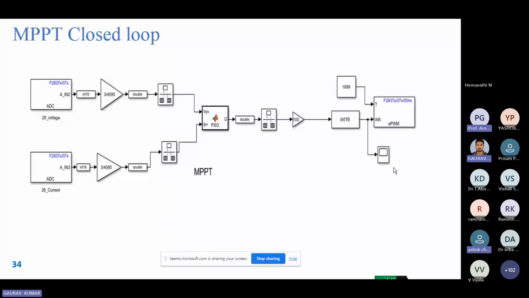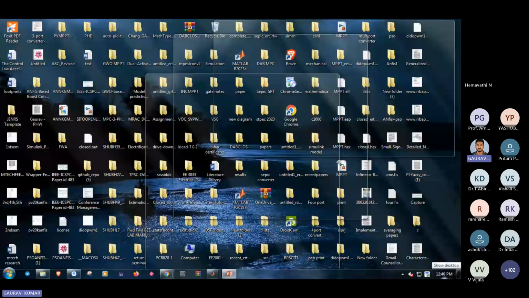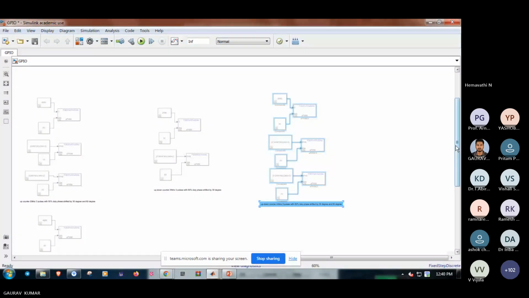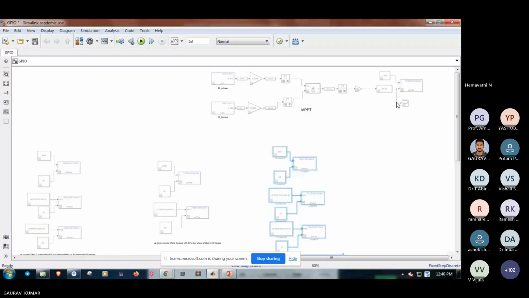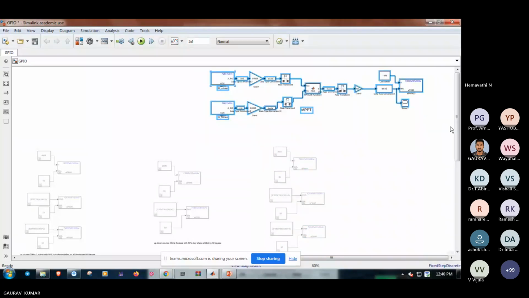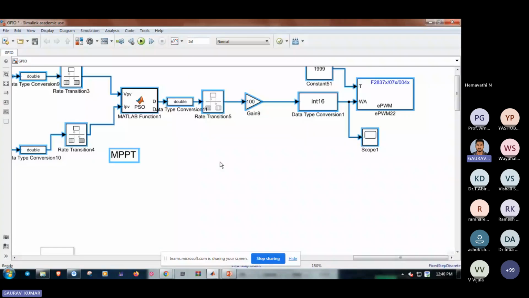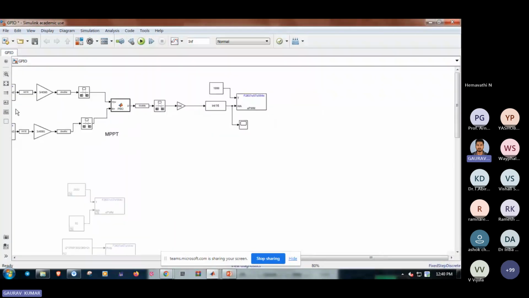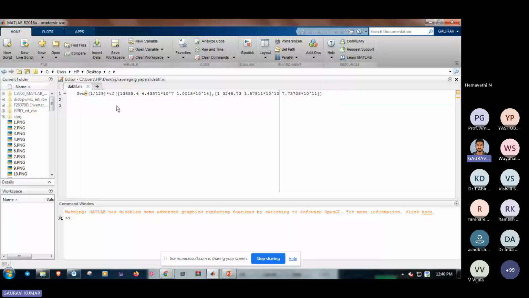Am I audible to everyone? Gaurav, this PSO block, was it created or is it already available in MATLAB? No, you have to write the code. See this one, I will show you. Okay. You have to sense the ADC input voltage and current. You have to use the PSO block in which coding is written. Okay.